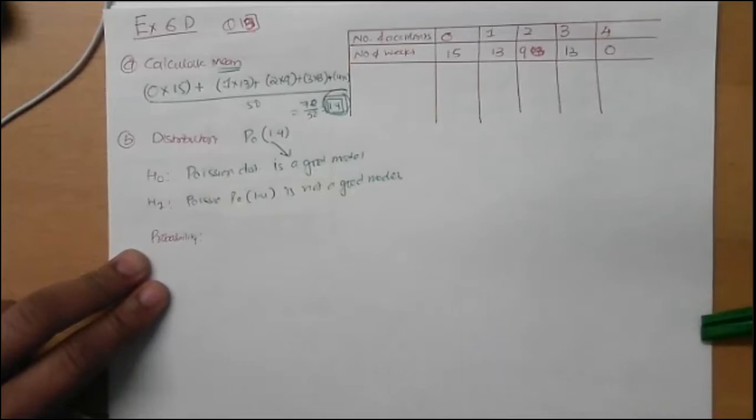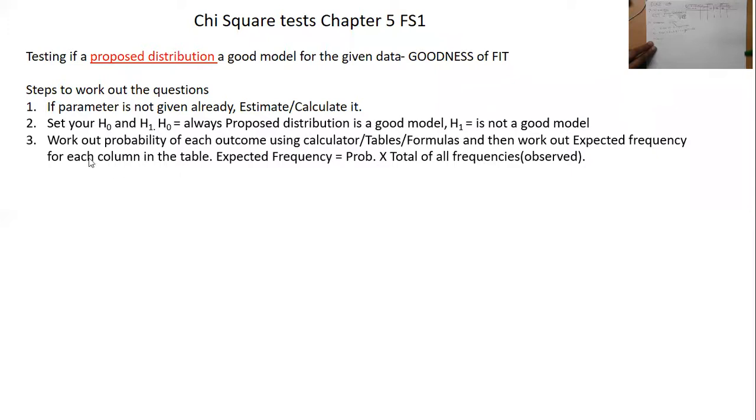Let me show you step number 3. Step 3 is to work out the probabilities of each outcome using calculator, tables or formulas, then work out the expected frequency for each column in the table. And expected frequency is probability times the total of observed frequencies. So let's see how we work out these expected frequencies.